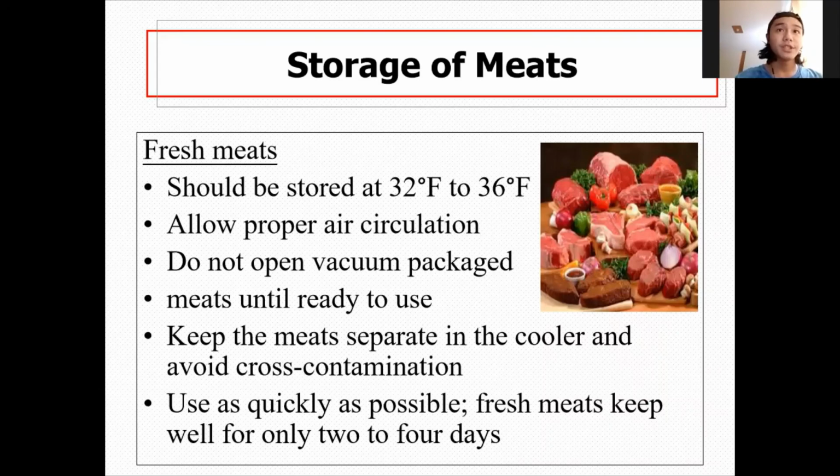For fresh meats, fresh meat should be stored at 32 degrees Fahrenheit to 36 degrees Fahrenheit. Allow proper air circulation. Do not open vacuum package meats until ready to use. Keep the meats separate in the cooler to avoid cross-contamination. Use as quickly as possible because fresh meats keep well for only 2 to 4 days.